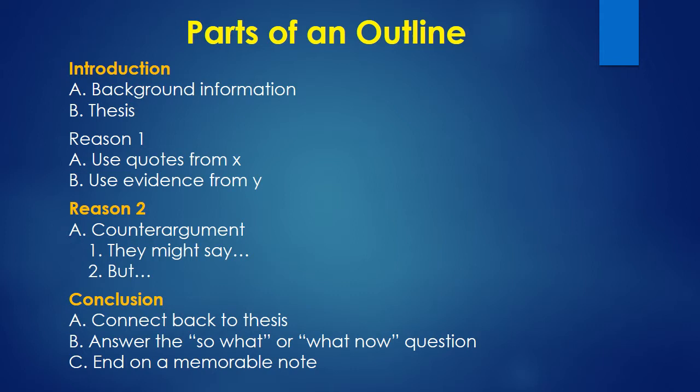And here are the parts of an outline. First, we have the introduction. Under the introduction, we have the background information. We have the thesis. We also have the reasons. Reason 1, we have an example here. A is use quotes from X. B is use evidence from Y.